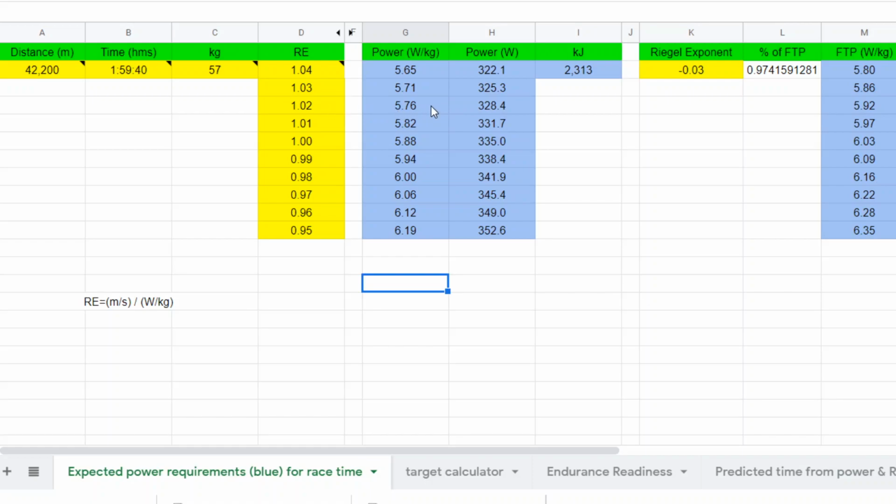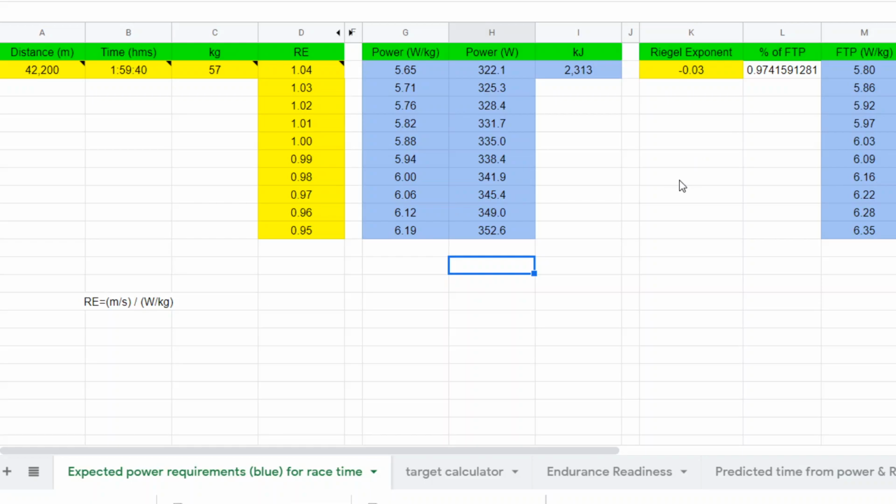So if his running effectiveness was lower at 1.02, his power would have to be 5.76 watts per kilogram, 328 watts. So there you can see how the numbers are generated. I guarantee you he's not down here. He's not down below 1.00 and probably not even at 1.00. He's somewhere up here, so these numbers right in here.